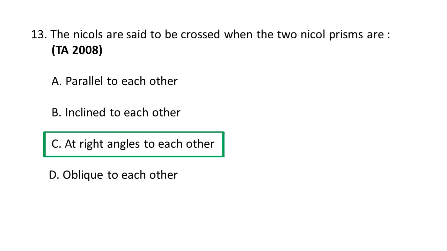to each other. Two nicol prisms are crossed when they are placed one in front of the other with their transmission planes at right angles, and this means that the light transmitted by one prism will be stopped by the other unless some intervening body changes or modifies it. So the nicols are said to be crossed when the two nicol prisms are at right angles to each other. C is the correct option.